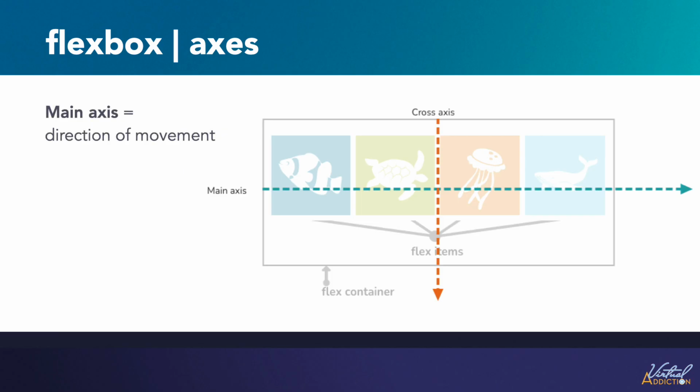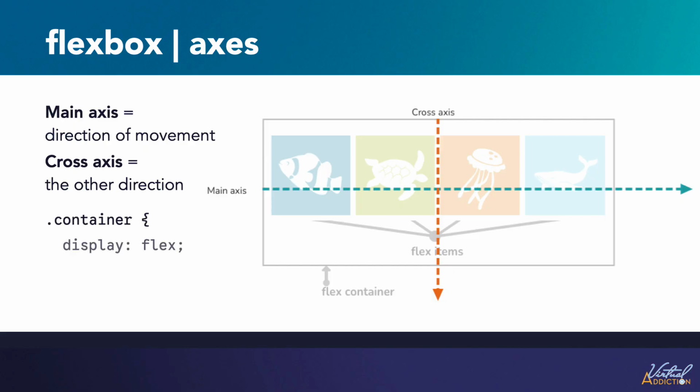Here's a visual reminder. The main axis is the direction of movement. So in this case, if I'm using a display of flex and I have a flex direction of row, the main axis will run from left to right. The cross axis is the other direction. So the cross axis in this example is going to run from top to bottom.